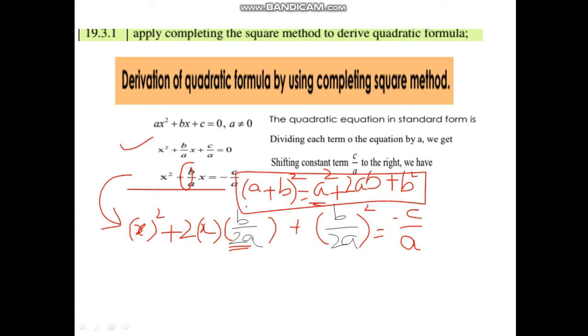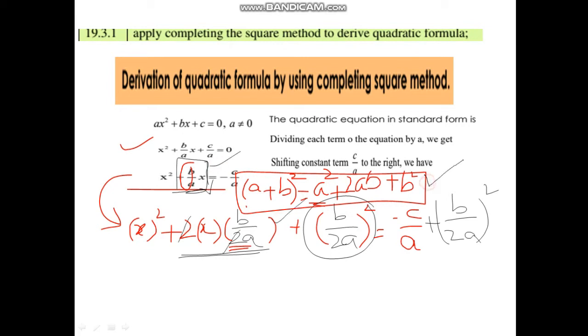Now you can see this is the extra term that is not over there. So that extra term, when we are adding it on the left hand side, then we also have to add that extra term on the right hand side to make the equation balanced. Fine, so that was the procedure. Now you need to check whether this and this are the same or not. So check it out. 2 is cancelled with 2, it will be b by a x. Yes, these both are the same.